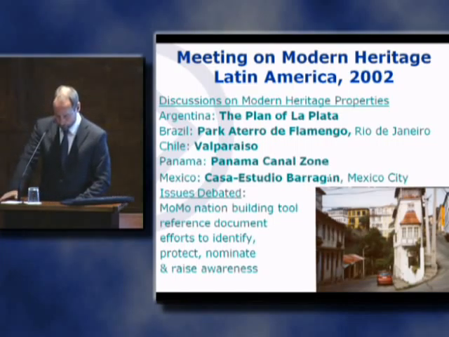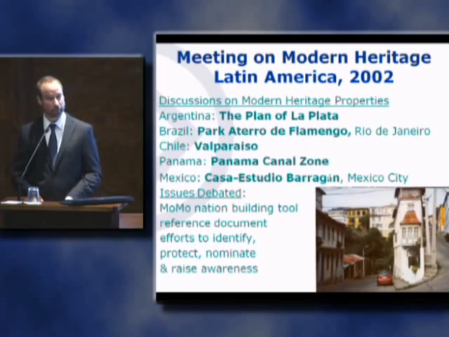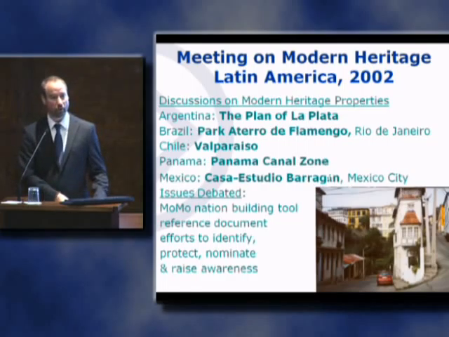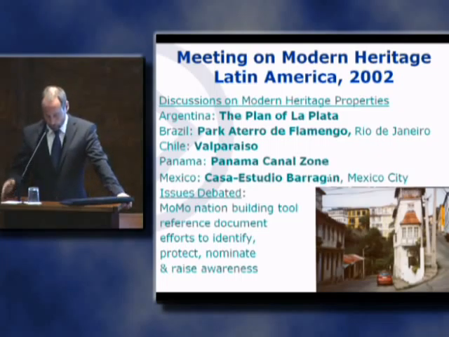Now, in the meeting for Latin America, for instance, a draft dossier for La Plata was discussed. As you may know, La Plata has been nominated two times for inscription on the World Heritage List. Unfortunately, it failed two times. So it was important to have this discussion to see how a possible nomination could be improved and what exactly was failing in this particular nomination. Another draft test nomination brought forward was Valparaiso, the Panama Canal Zone, as well as the house and studio of Luis Barragan.